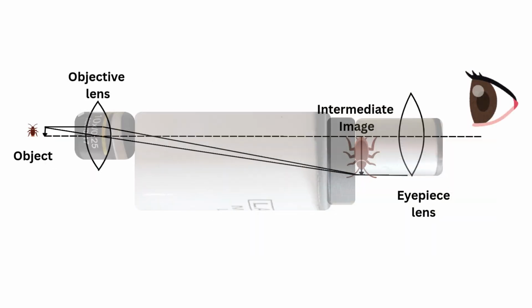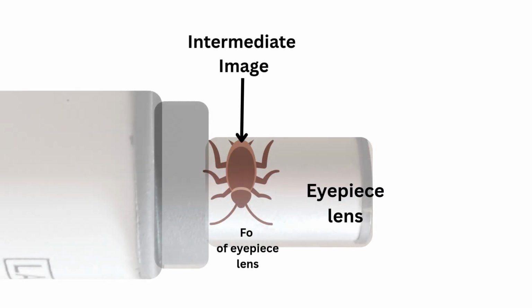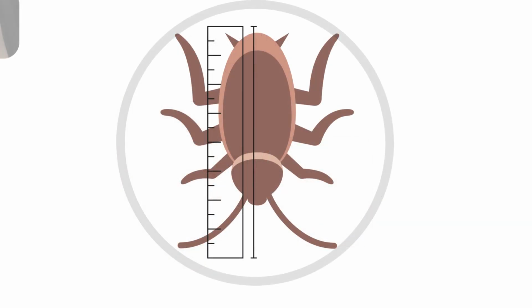Here's the basic idea. The objective lens magnifies the specimen first, forming an intermediate image at the focal plane inside the eyepiece tube, right where the eyepiece diaphragm is located. If we place a transparent scale in this diaphragm, the scale appears superimposed over the image of the specimen. Then, the eyepiece lens magnifies both the image and the scale together, creating a final view with a built-in measurement tool.